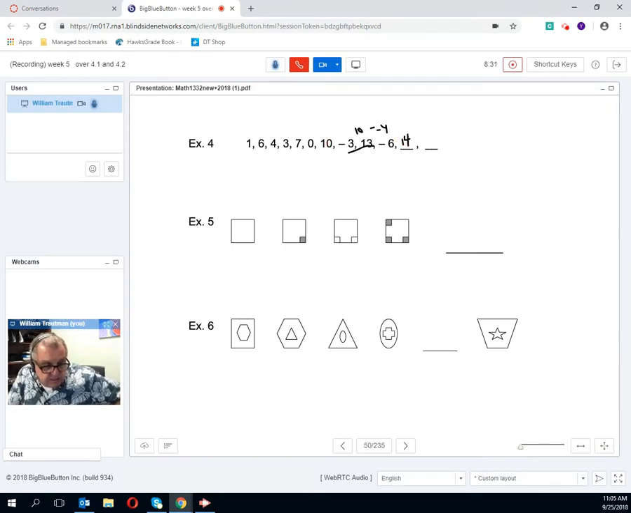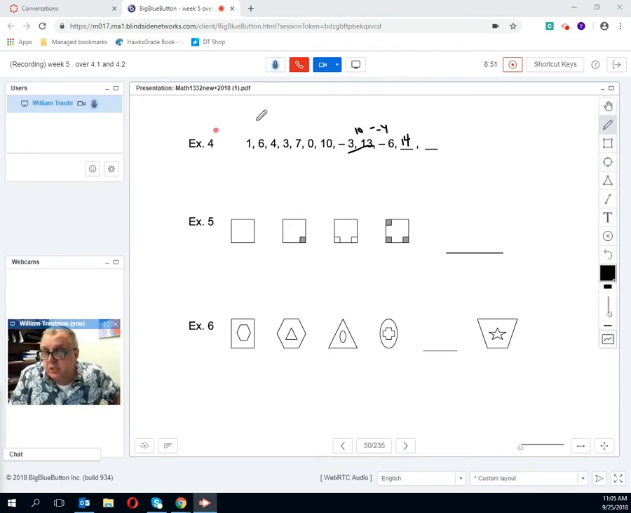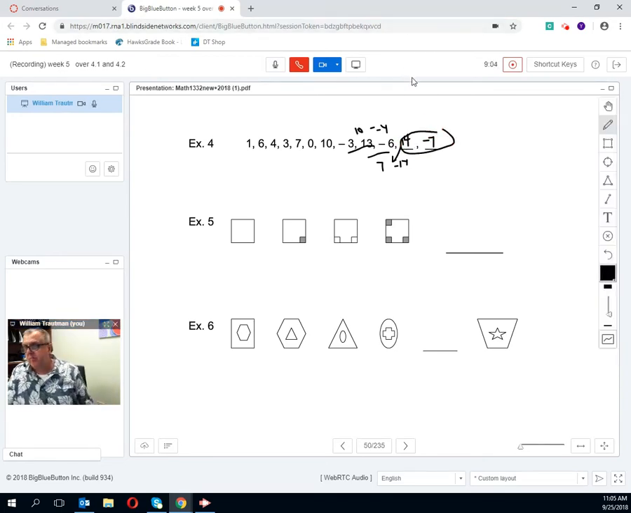Give me a second. Okay, so if I add these two up now, 13 and a negative 6, I get 7. 7 minus 14 is a negative 7. So those should be in that spot right there. All right, so that was a tough one.